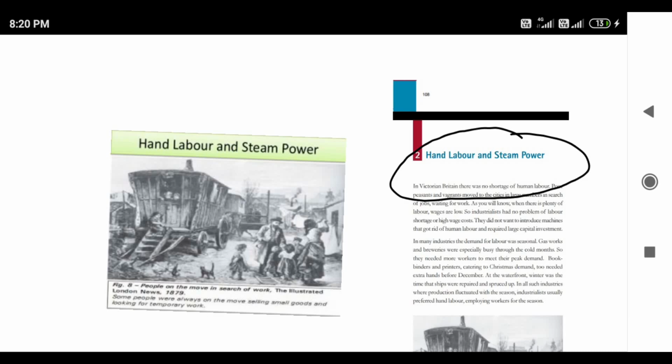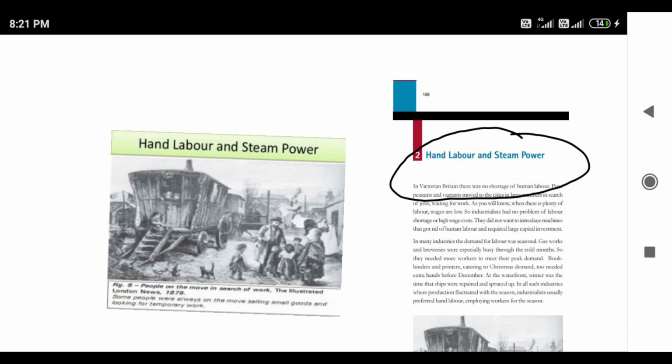On the other hand, we also see that machines require a large capital investment. That's why industrialists preferred hand labor over machines.